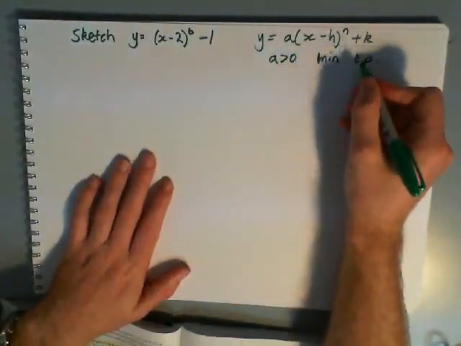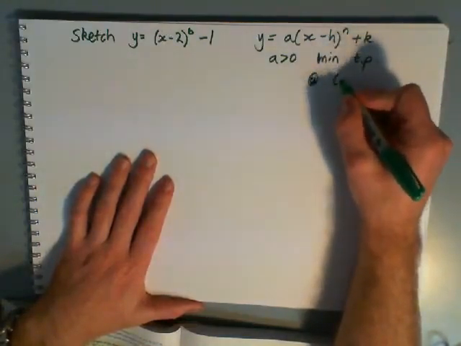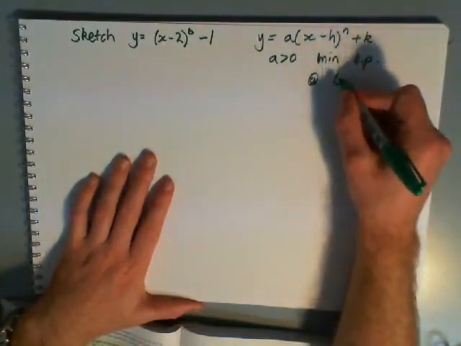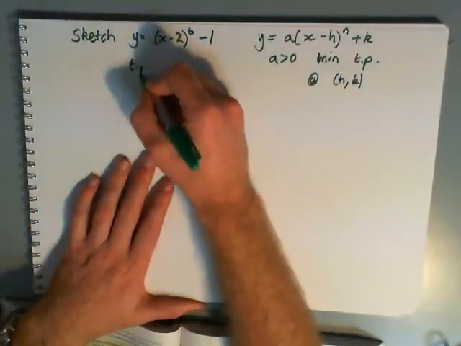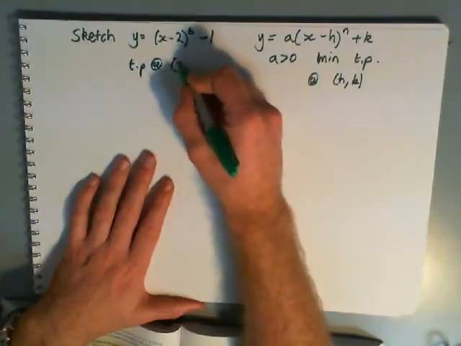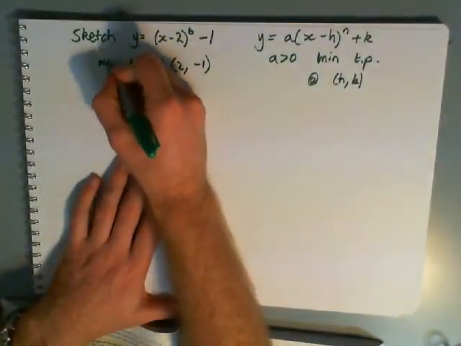And the minimum turning point is going to be at (h, k). So in this case, we're going to have a turning point at positive 2, minus 1. And this is going to be a minimum.